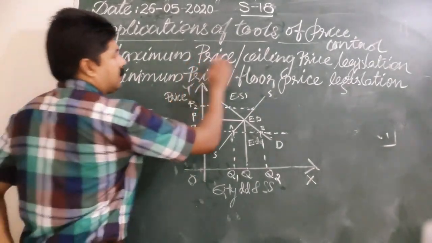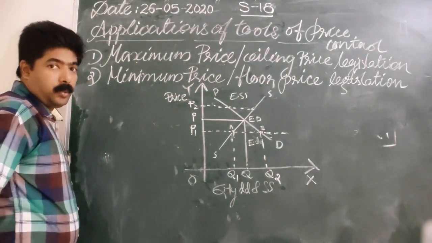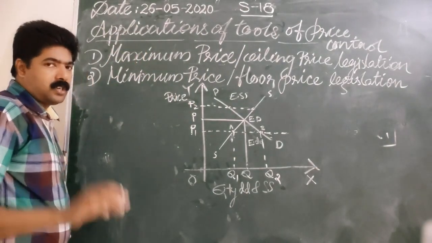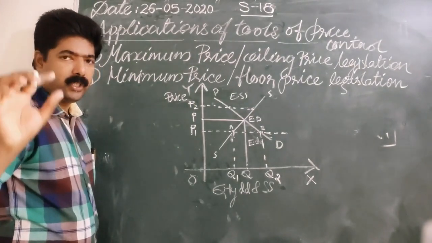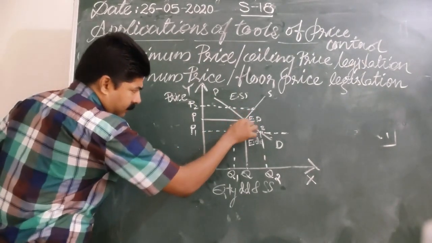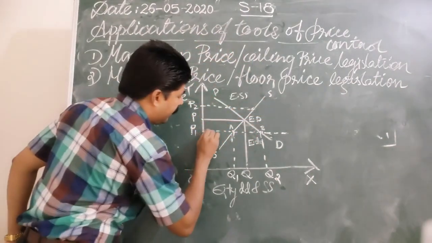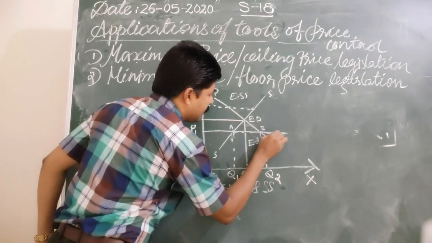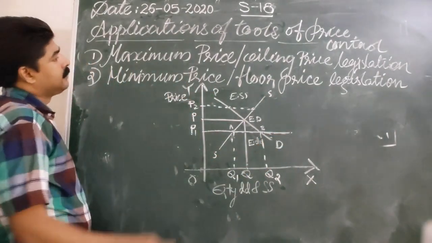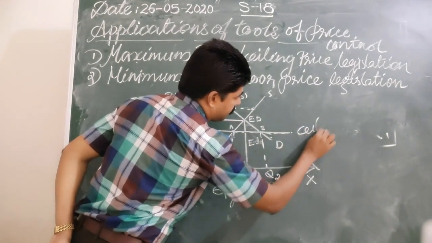For the maximum price legislation or maximum legal price to be meaningful, in order to understand, we should draw the maximum legal price below the equilibrium price line. So this means our price ceiling. We can write, this is the ceiling price.